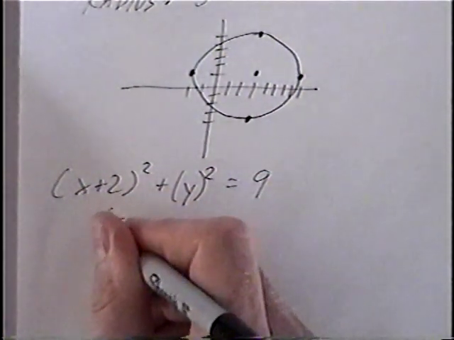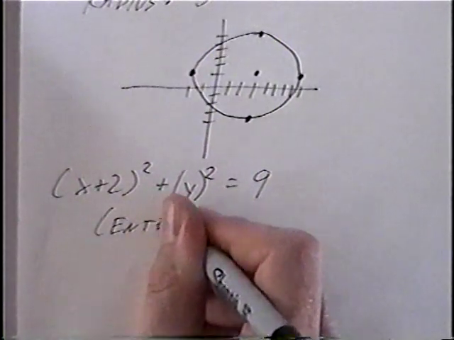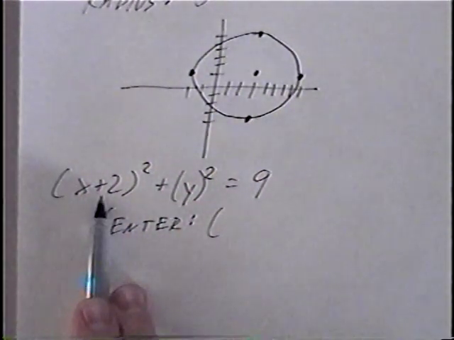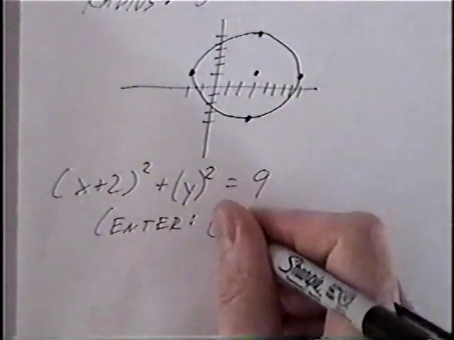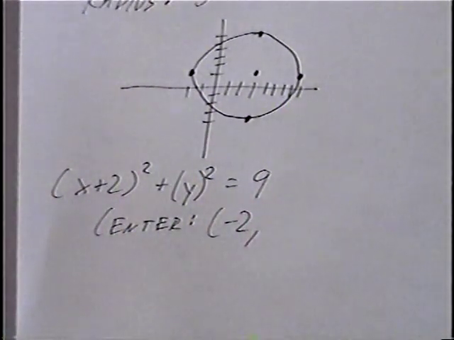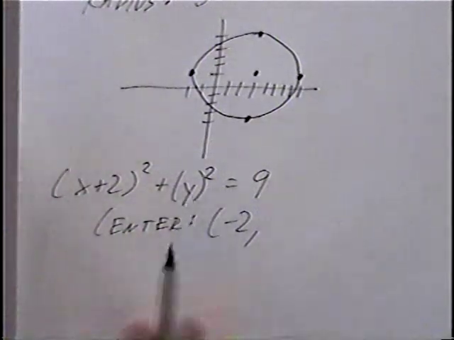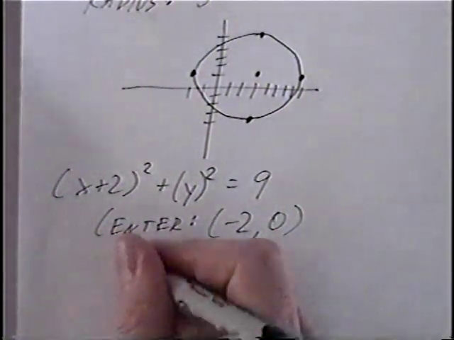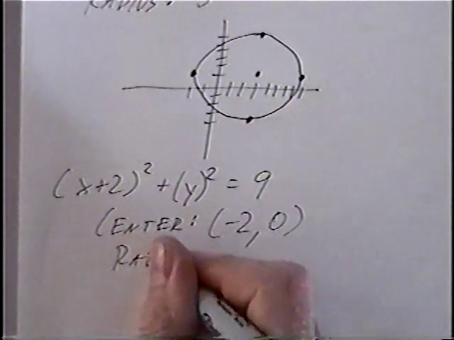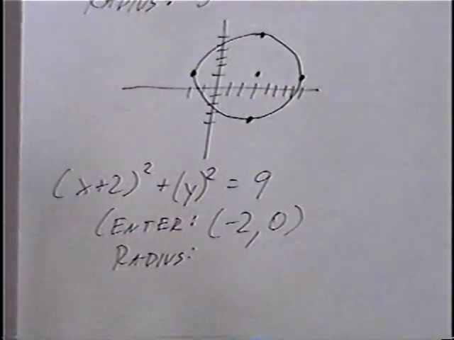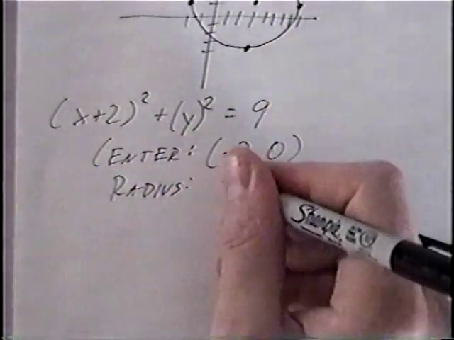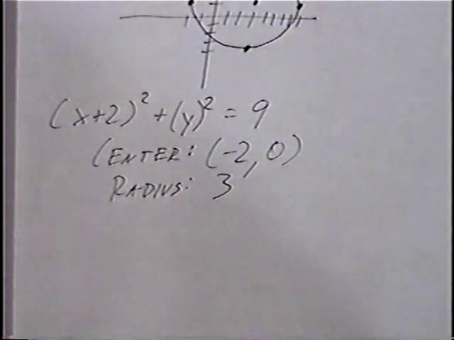The center. The x value again will be the opposite of the number in the x parentheses, which would be -2. And if there's no number next to y, the y value would be 0. The radius, again, is the number it's equal to, but you take the square root of that number, so the radius would be 3.